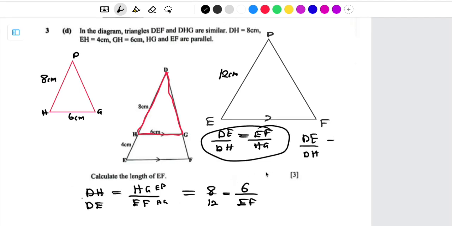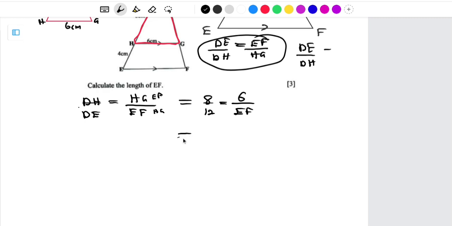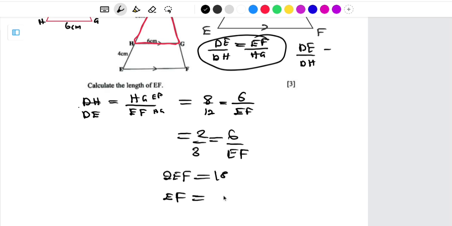Using the numbers here, what are we going to have? We can say 4 into 8, we are going to get 2. Then 4 into 12, we are going to get 3. Then 6, and then EF. So here we can multiply 3 by 2 by 6, I'm going to get 18. Then dividing throughout by 2, 18 divided by 2, I'm going to get 9 centimeters. So this makes sense because this one is bigger than that.